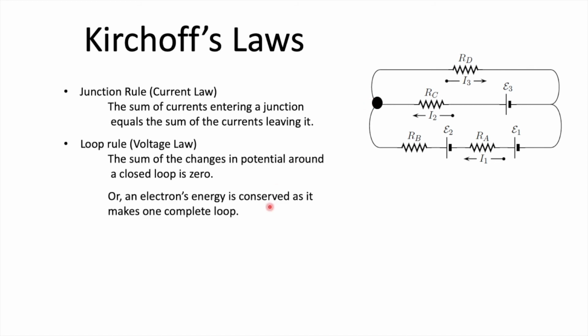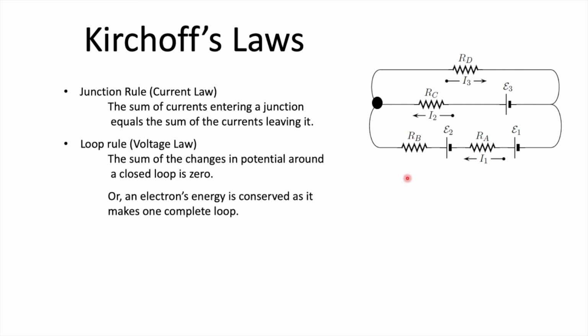And the second one is the loop rule. In any loop, so for example, this is the top loop here. This is the bottom loop. When we consider the bottom loop, you can ignore this section here. And then the outer loop. The outer loop from this junction would go all the way to RD, come down here, E1, RA, RB, and back to the same point. That would complete one loop. And in the outer loop case, we can ignore the middle part here.